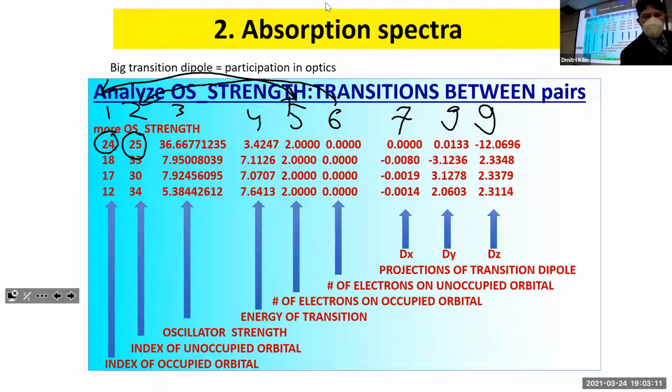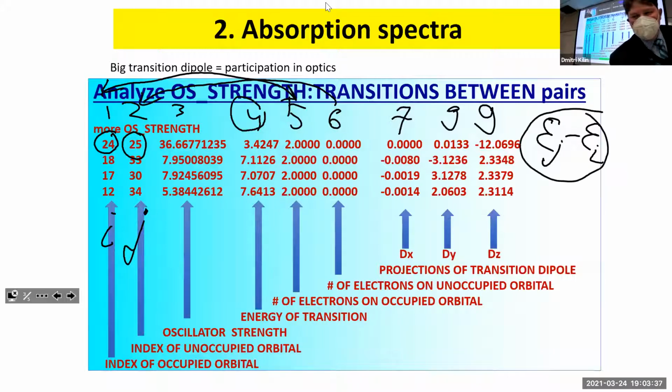Now, column number 4. If you call this one I, this one J, then we can define the energy of the empty orbital and the energy of the filled orbital, and this energy difference will be stored in column number 4. It is the transition energy that we list along the x-axis when we do a spectrum, right?